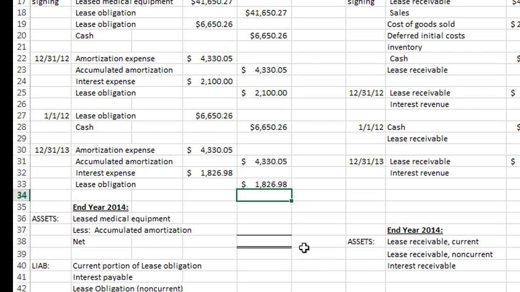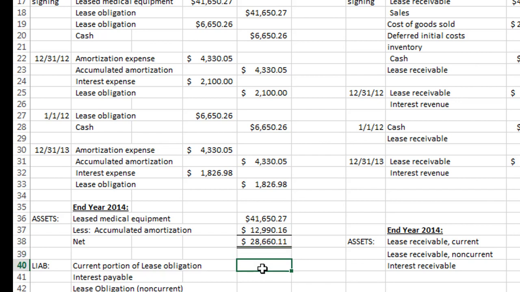They ask about what will the asset look like at the end of year 2014. So the original cost of the asset is still the 41, and the accumulated amortization at the end of 14. So that would be amortization for 12 and for 13 and for 14. So that's going to be the amortization 3 times. So there we go. Notice this doesn't have to mirror what the obligation is doing. This is just straight line depreciation on the asset that was deemed to have been purchased.